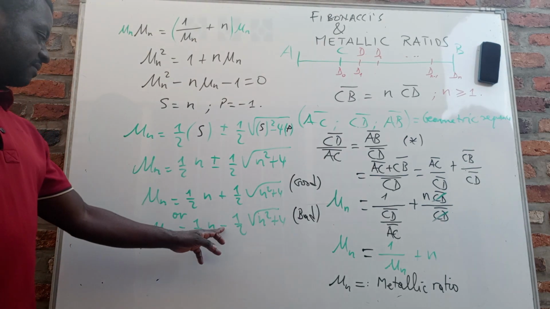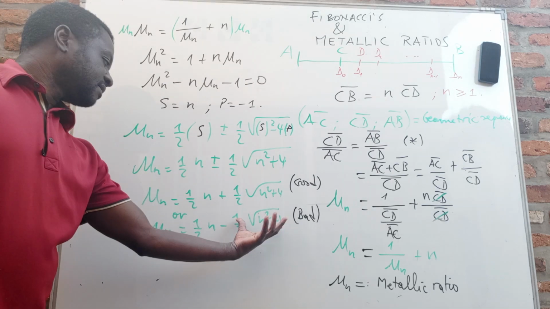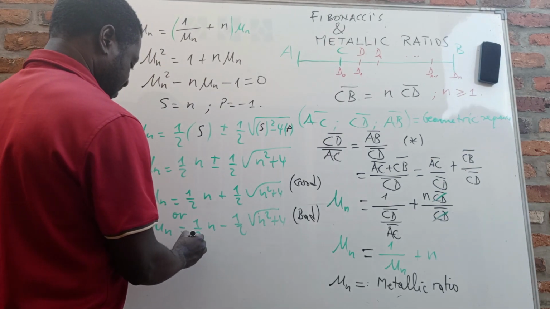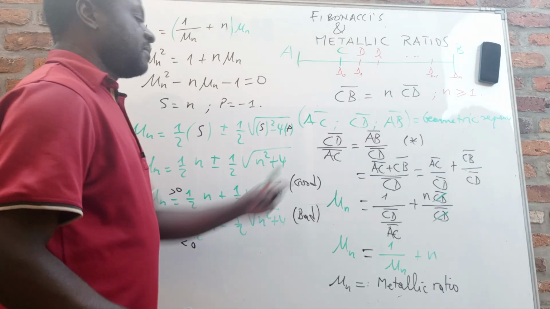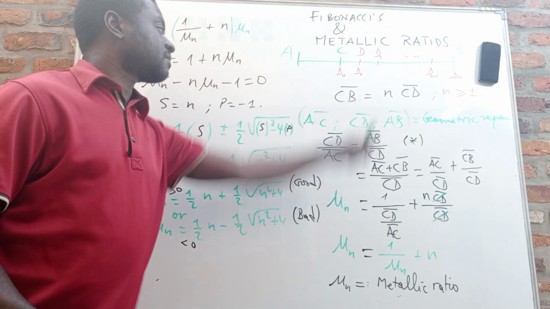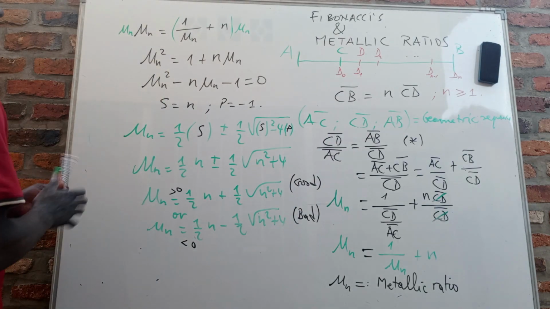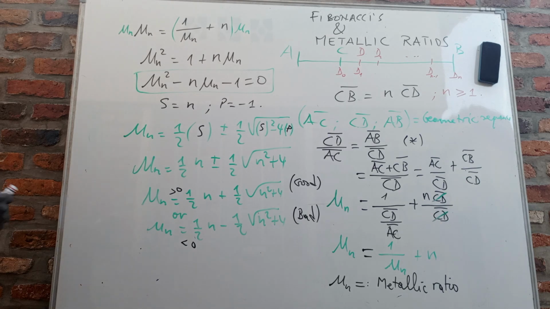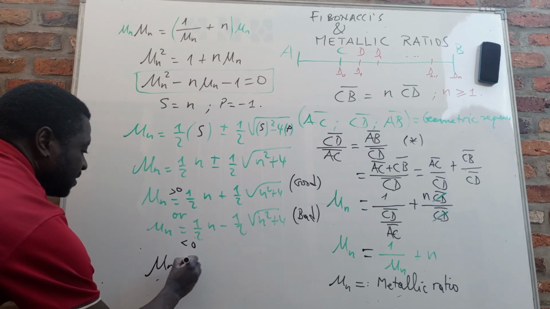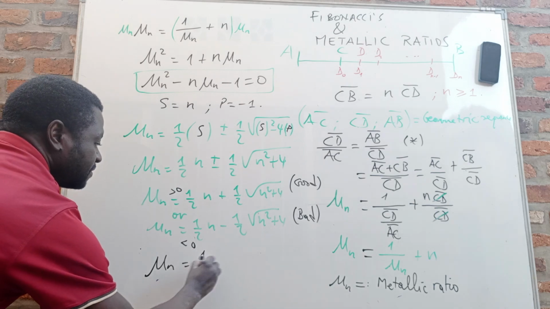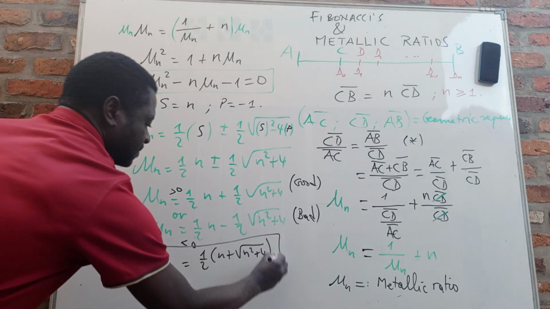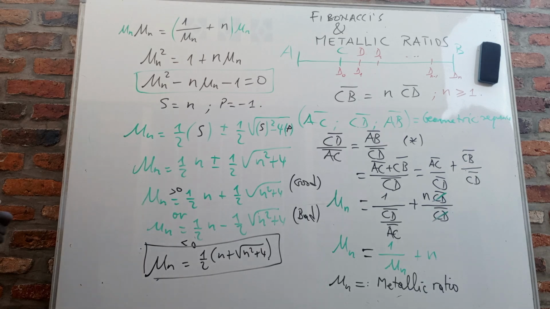So as you can see, if we take the difference here, this number is less than 0, and it makes it bad for our equation. But for the quadratic equation we have here, both solutions are good solutions. So what we call the metallic ratio is this one, which is good, mu n equal to half of n plus square root of n square plus 4. Metallic ratio.